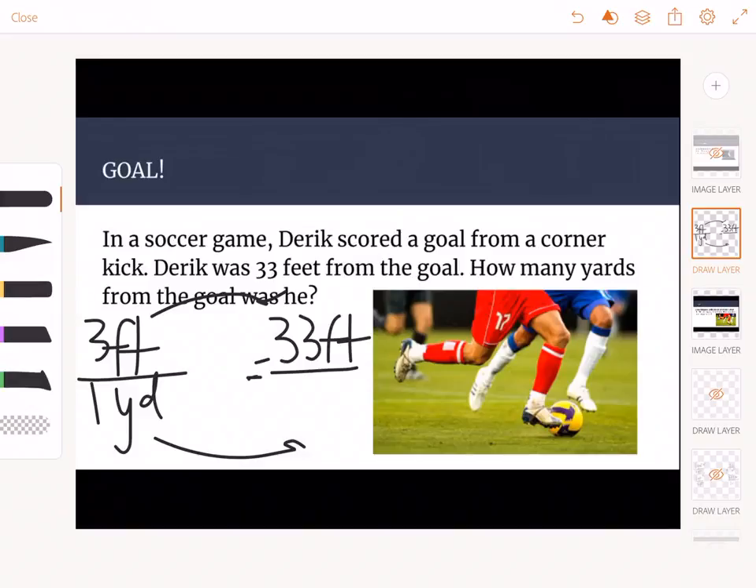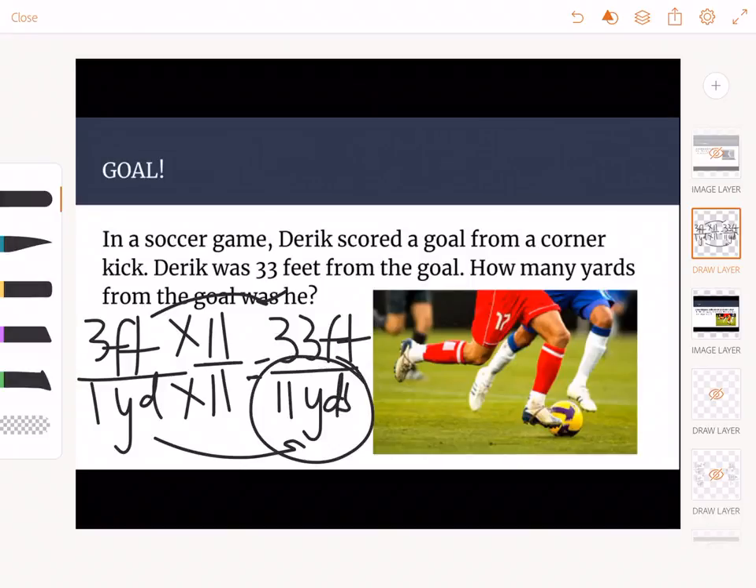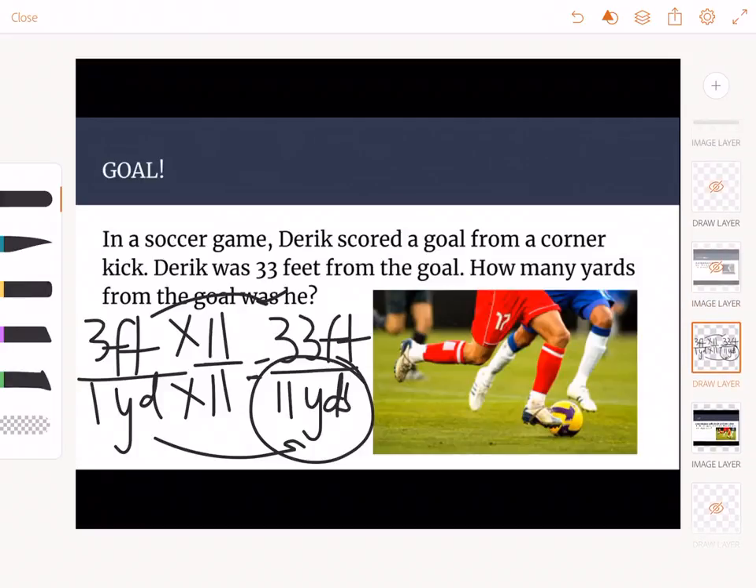Okay, so now to get from 3 to 33, basically we're just doing equivalent fractions like we've been doing since 4th grade. We can multiply the top by 11. If I multiply the bottom by 11, I need to put the same answer because it's really like we're just multiplying it by 11 over 11, which is 1. So we end up with 11 yards. So Derek kicked the ball 11 yards. All right, so there's that. And you can do that with inches. You can do that with miles. You can do that with whatever you need.